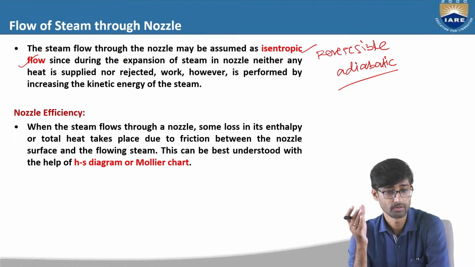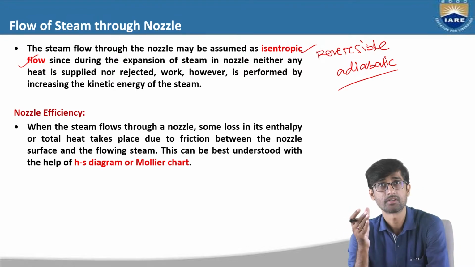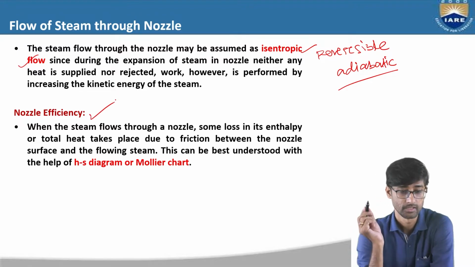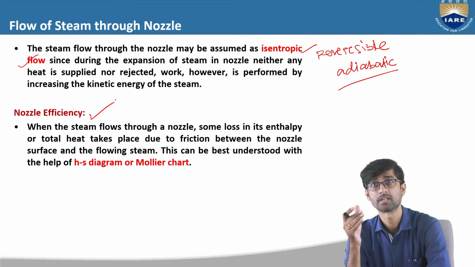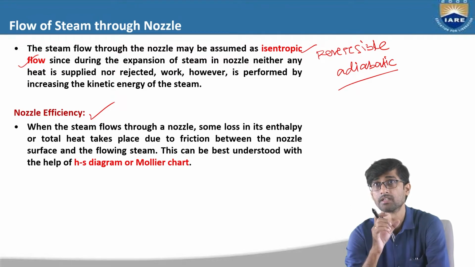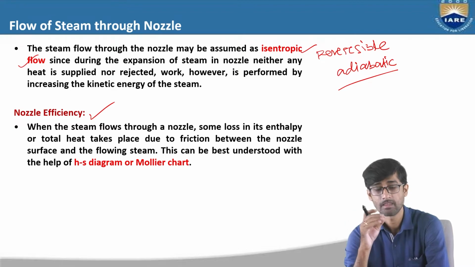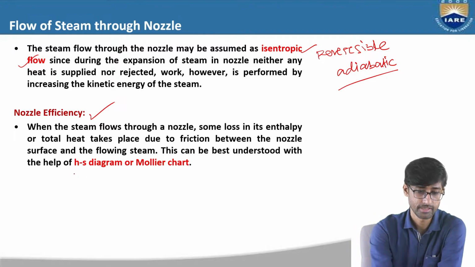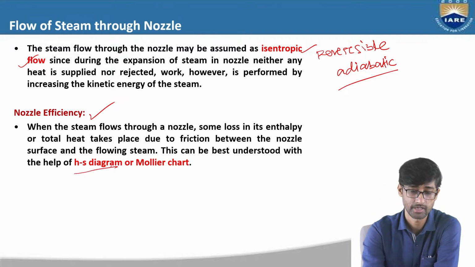So we have to calculate the flow through the nozzle. Before we calculate the flow of steam through the nozzle, we should know what nozzle efficiency is. When the steam flows through the nozzle, definitely there will be some loss in the enthalpy, or total heat drop, due to the friction between the nozzle surface and the flowing steam. This can be best explained through the HS diagram, the enthalpy entropy diagram, that is called the Mollier chart.